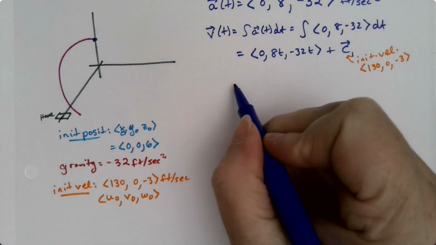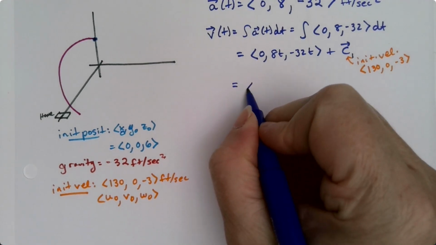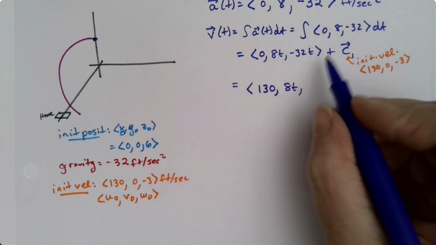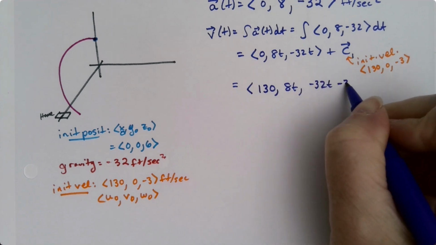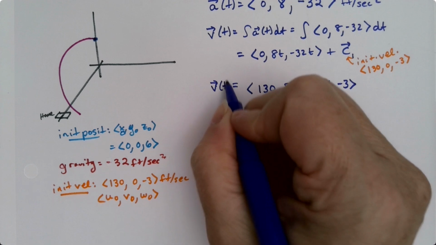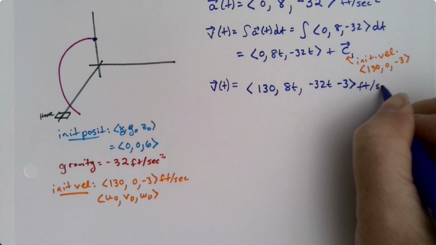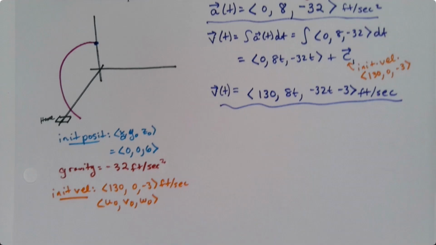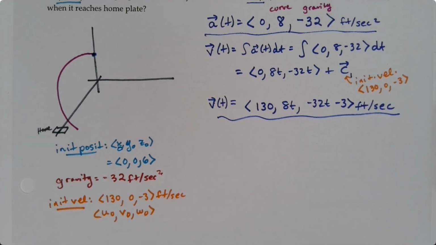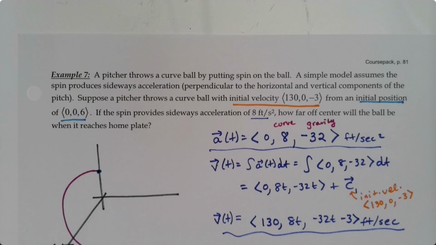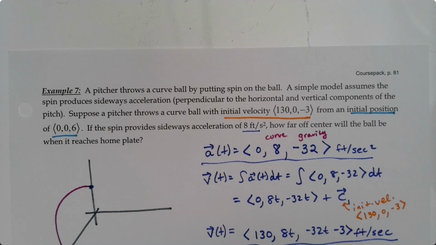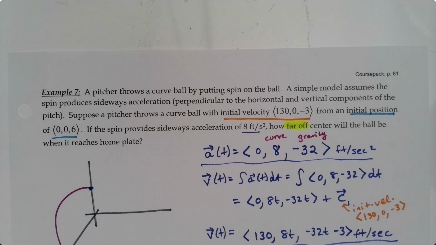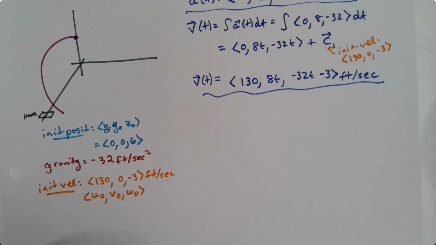All right, therefore velocity is 130, 8t, negative 32t minus 3. There's velocity, and that would be feet per second. All right, so I have velocity, I have acceleration. But I think we need to go further and find position because the question is asking how far off center. Far is distance. So I'm going to need position to be able to answer this question. All right, so let's find position.